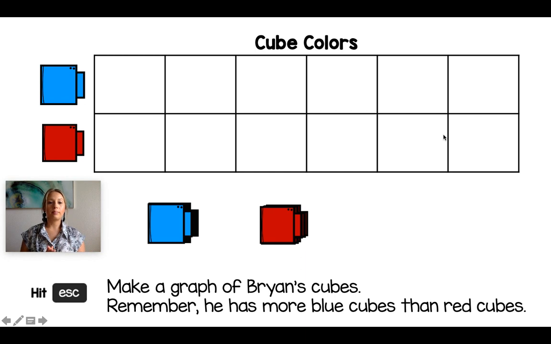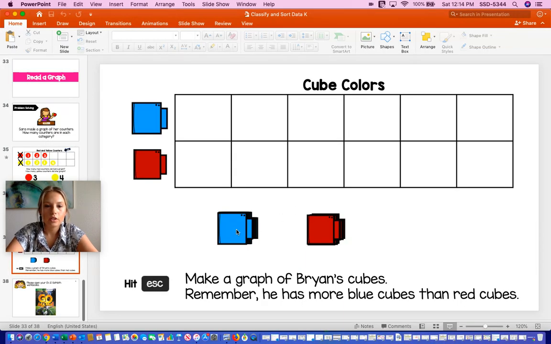Now we're actually going to put the cubes into the graph. So we're going to select these cubes and move them, and select these cubes and move them. Now we're going to make a graph of Brian's cubes, but remember, he has more blue cubes than red. And we don't have to use all of the cubes, but we do need to have more blue cubes than red. So I should see more on the top row and a little bit on the bottom row. Let's try to do it. So I'm going to grab a blue cube here, and I'm going to move it.